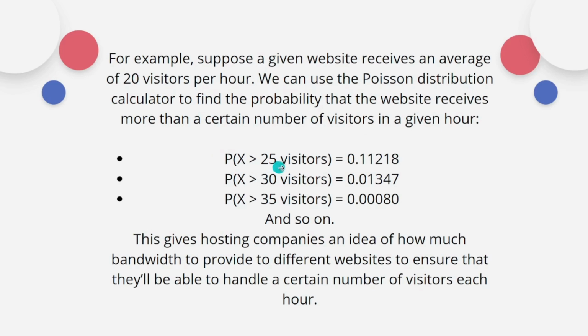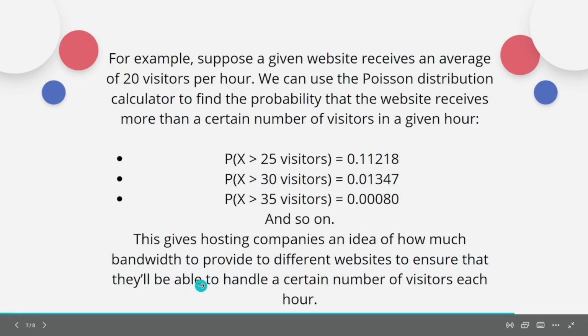Suppose it receives more than 25 visitors in a given hour, the probability is 0.11218. Suppose it receives more than 30 visitors, the probability is 0.01347. Suppose it receives more than 35 visitors, the probability is 0.00080, and so on. So this gives hosting companies an idea of how much bandwidth to provide to different websites to ensure that they will be able to handle a certain number of visitors each hour.